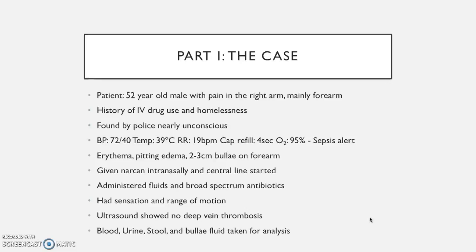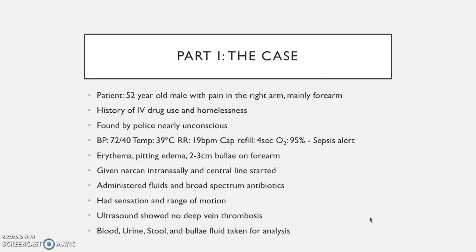Initially, his vital signs showed a blood pressure of 72/40, temperature of 39 degrees Celsius, respiratory rate was 19 breaths per minute, cap refill was 4 seconds, and oxygen saturation was 95%, and he was put on sepsis alert. His arm presented with erythema, pitting edema, and 2 to 3 centimeter wide bullae on the forearm.